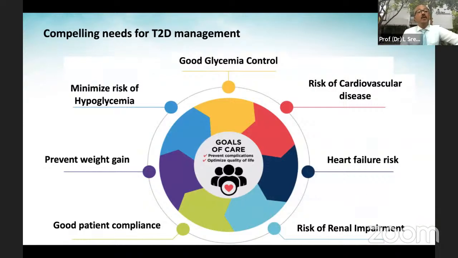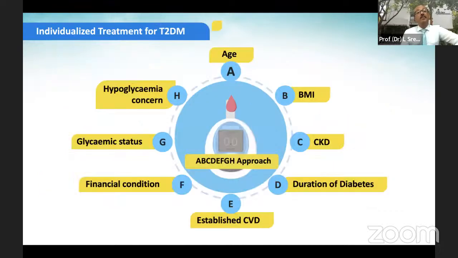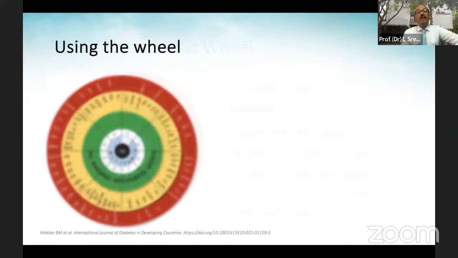Good glycemic control, minimal risk of hypoglycemia, preventing weight gain, good patient compliance, risk of renal impairment, heart failure risk of cardiovascular disease. These are all the compelling needs you see associated with diabetes, which you need to be putting up as goals. So the individual therapy, as I said, has to be a patient-centric approach. And this is our own RSSDA wheel.